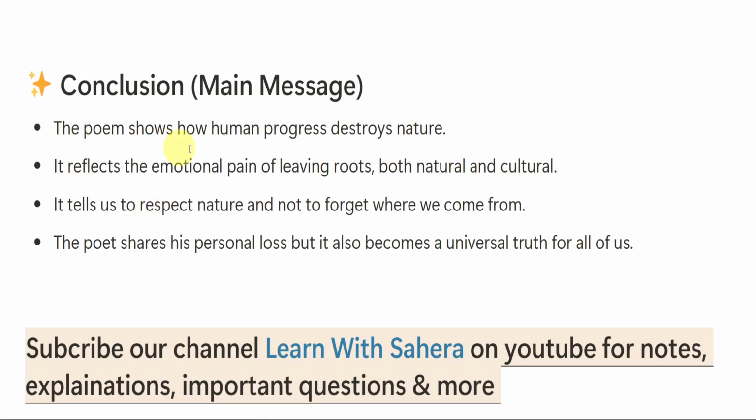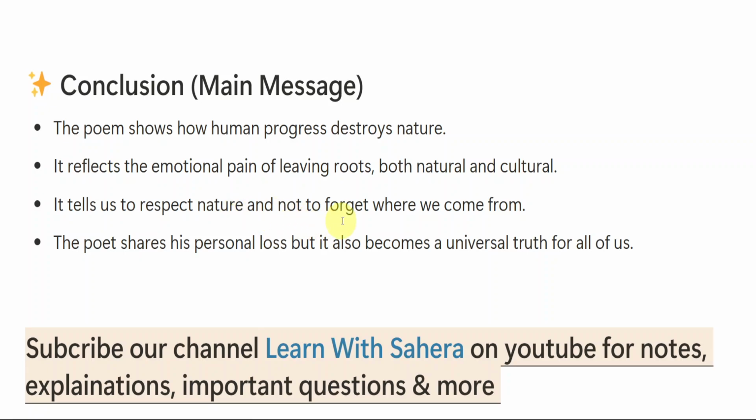The main message is the poem shows how human progress destroys nature. We have already talked about this. It reflects the emotional pain of leaving roots, both natural and cultural. Okay, the grandmother used to feel that the tree is really very sacred and it is a sin to cut down that tree. Even after listening to the grandmother, they ignored her and cut down the tree. You just assume how that scene was.